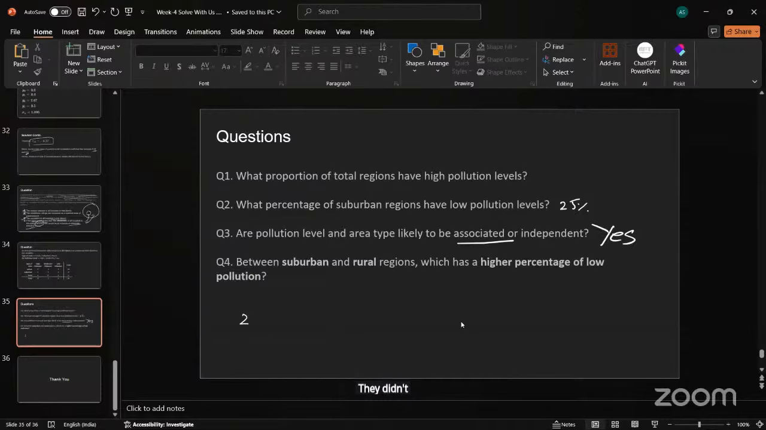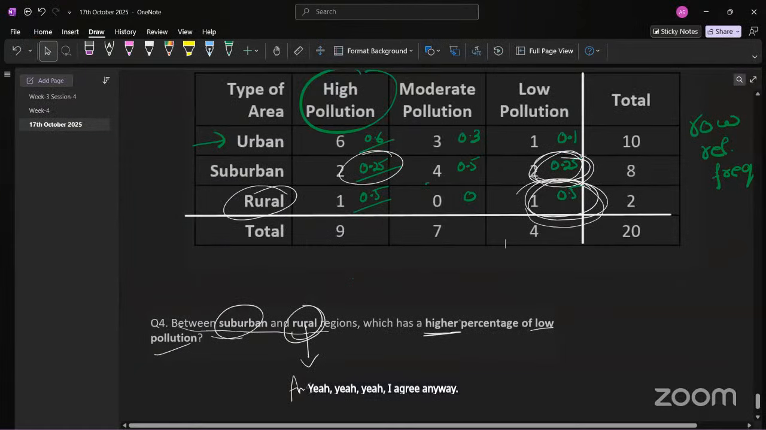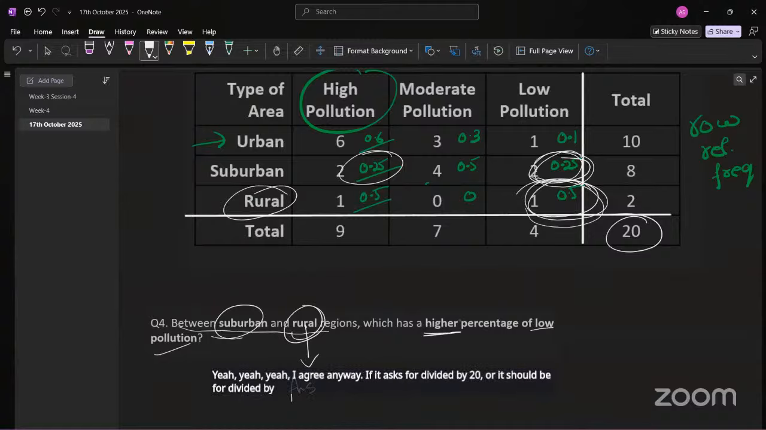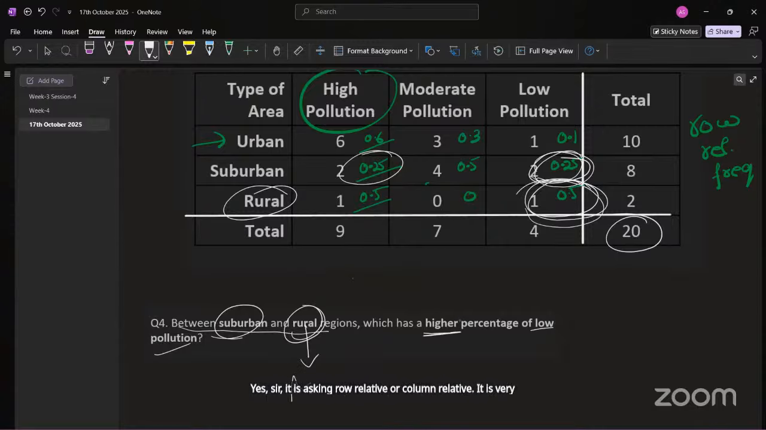Sir, sometimes it is very confusing to know whether the question asks us to divide by 20, or we should divide it by the whole. It is asking row relative or column relative. It is very confusing sometimes. No, that is not confusing. That will never be confusing if you read the question 2-3 times.